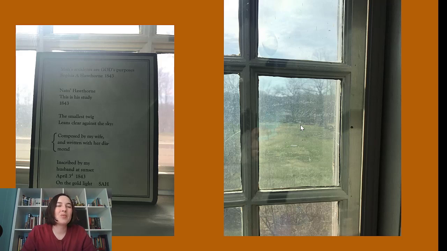While they were living at the Old Manse, Nathaniel did a lot of his writing here, and you can see in the windows, he and Sophia left a lasting imprint of themselves. Using her wedding ring, Sophia and also Nathaniel scratched into the glass there.